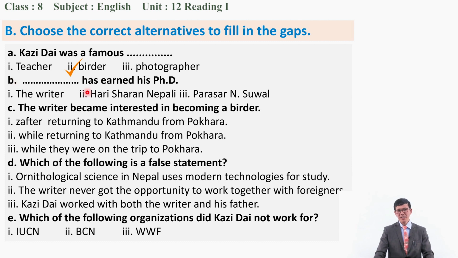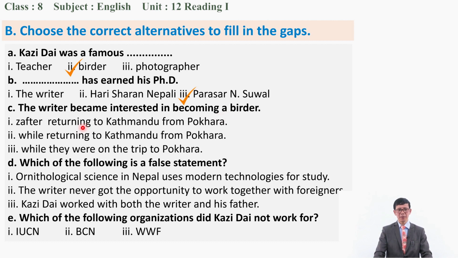And B. Has earned his PhD. Who has earned his PhD? The writer Harisharan Nepali, or Parasar Narayan Suwal. So who has earned his PhD? Very good. Writer's father. He was right. He was Parasar Narayan Suwal. Who has earned his PhD. That's right.